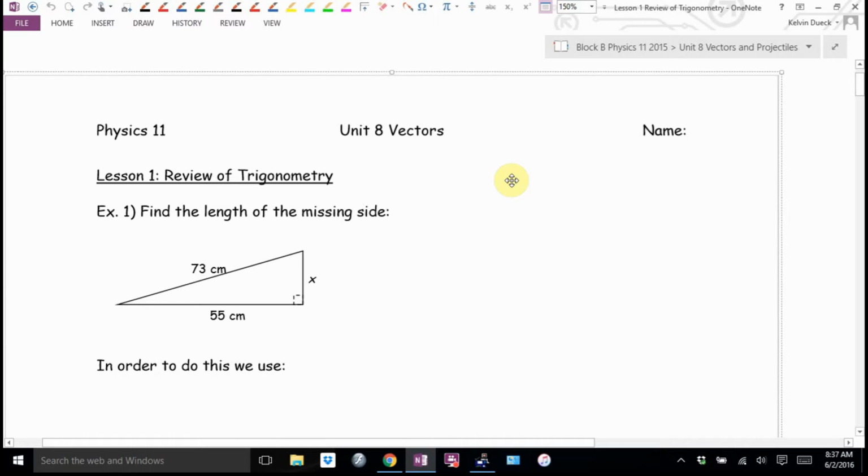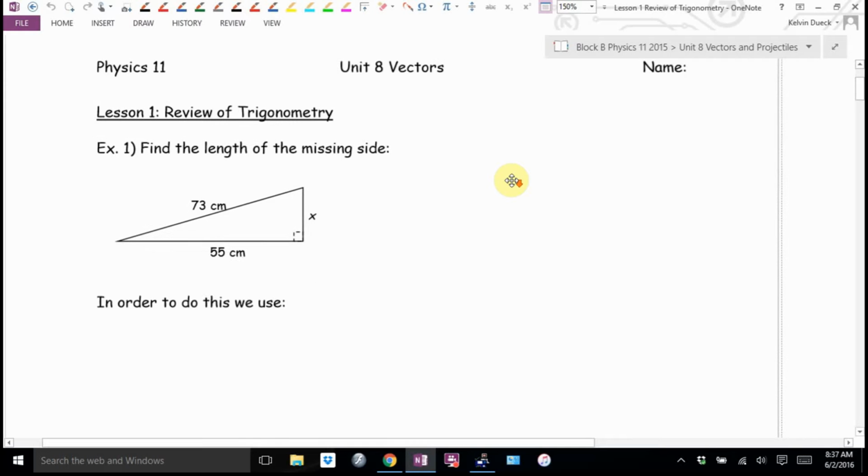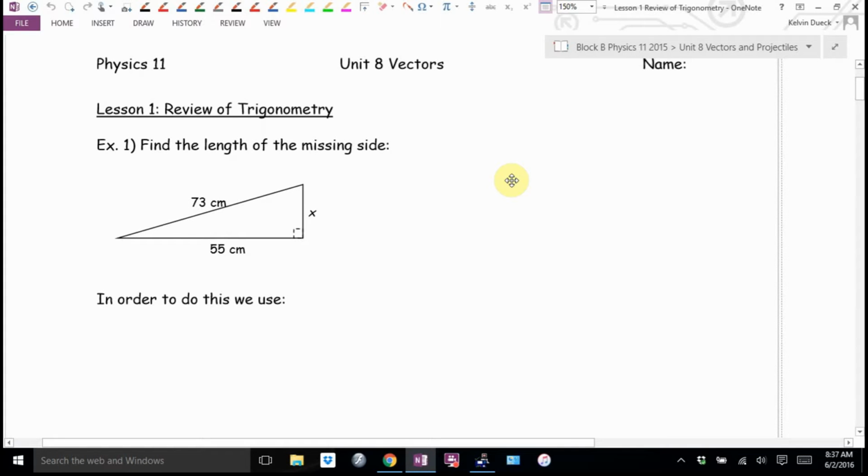Example 1. Trigonometry literally means triangle measure, the study of triangles, 3-sided measurement. It says find the length of a missing side. We're going to, during this lesson, be looking at what we call right angle trig. Right angle trig means you've got a right angle, a 90-degree angle, somewhere in the diagram. If you don't see that symbol, but it looks like it's 90 degrees, for today's lesson, assume it's 90 degrees.